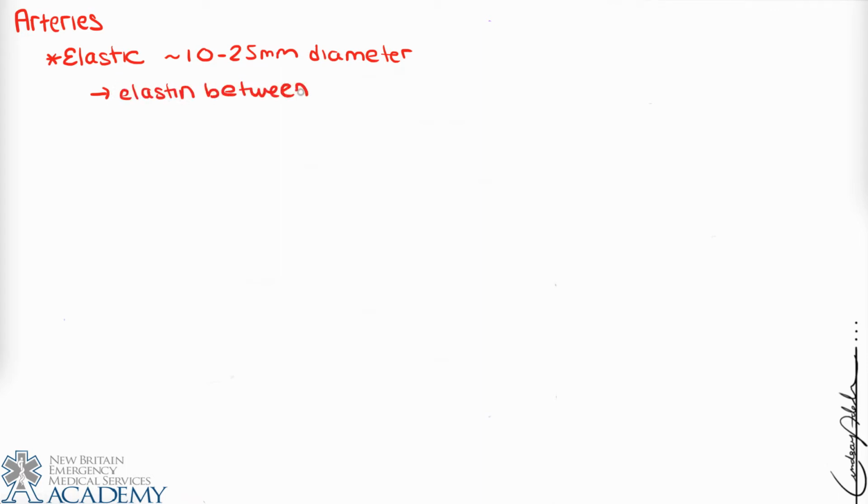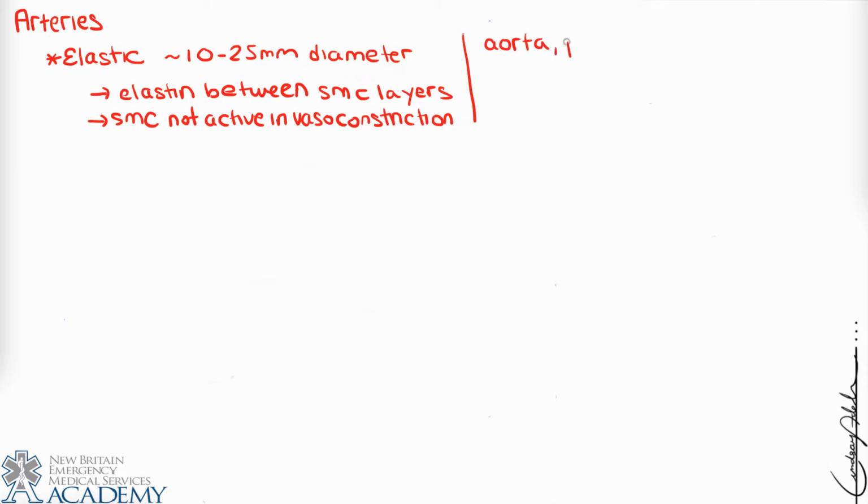All right, so let's just trace our way through the different types of vessels, and we'll work from arteries to capillaries to veins. So we know that blood leaving the heart leaves through arteries, and there are two major types of arteries. The first one is elastic. Elastic arteries are about 10 to 25 millimeters in diameter, and they contain elastin between the smooth muscle layers, and the smooth muscle cells in elastic arteries are not active in vasoconstriction. So the purpose of elastic arteries is to stretch to accommodate blood entry, and then to recoil, and stretch, recoil, and not necessarily constrict to limit the blood flow.